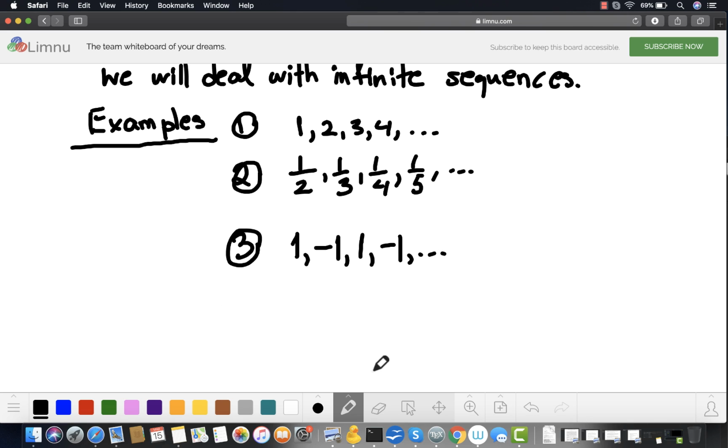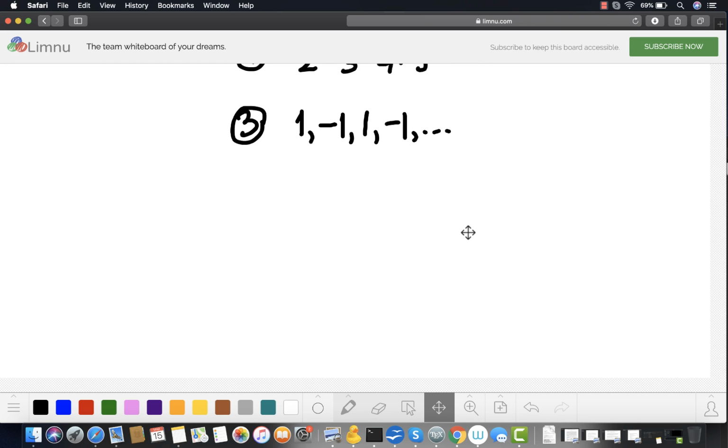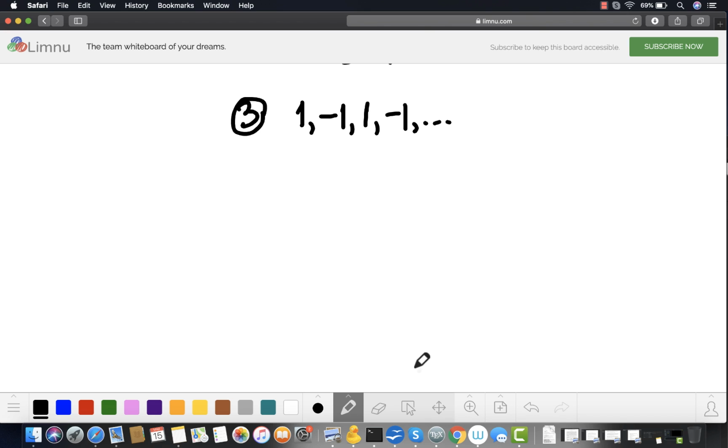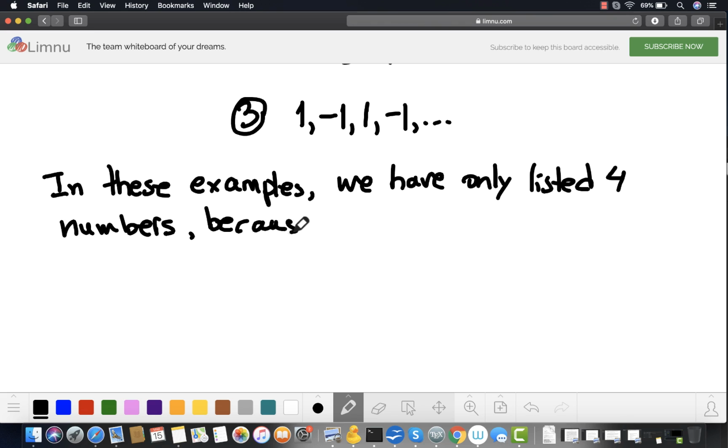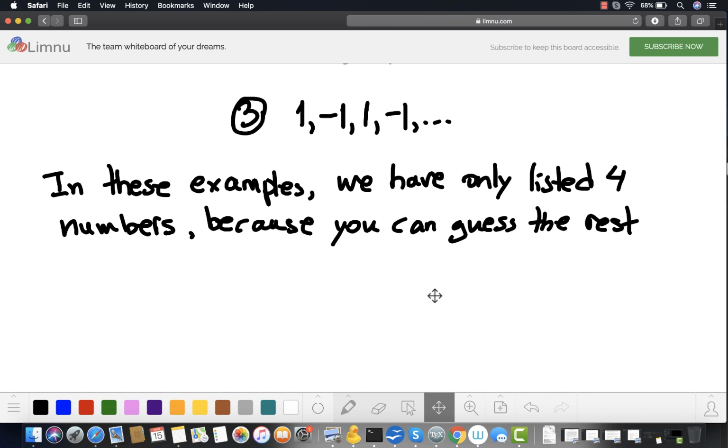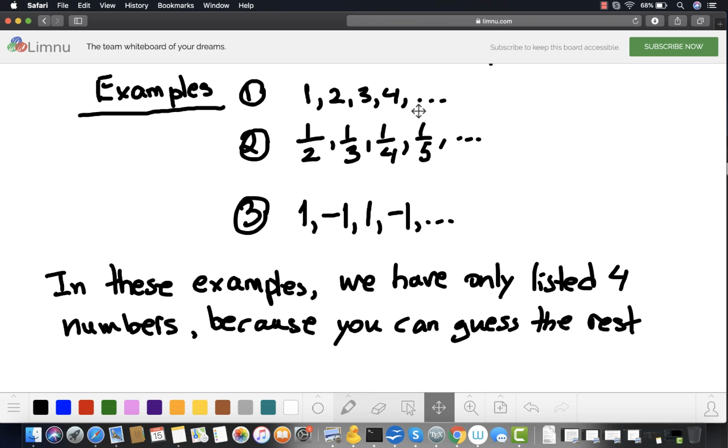As we can see in these examples, I have just given the first 4 numbers, right? We have only listed the first 4 numbers of the sequence, because the rest of it you can guess. But somehow this is not a very comfortable notation, because we don't want to be just writing down terms of the sequence. Here we have 1, 2, 3, 4, 5, 6, 7, and so on. And here you're just taking the reciprocals of the numbers.